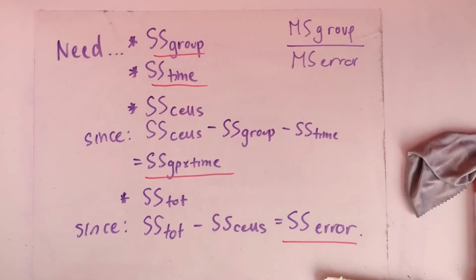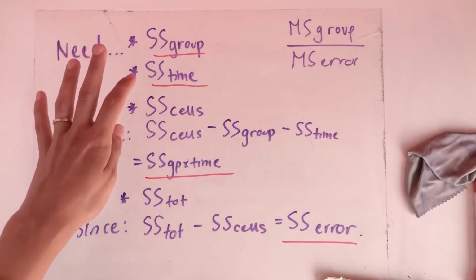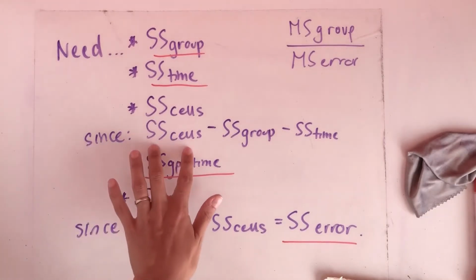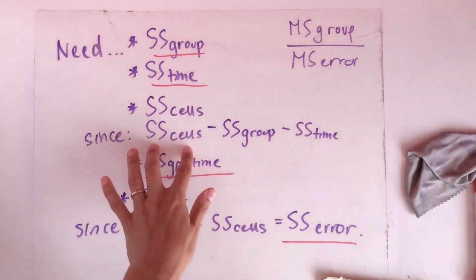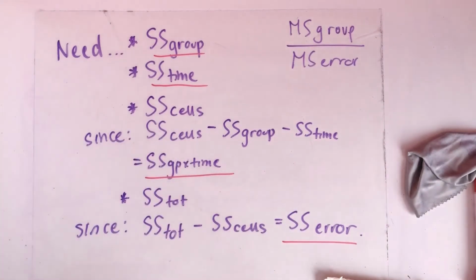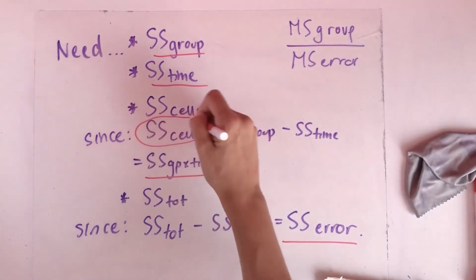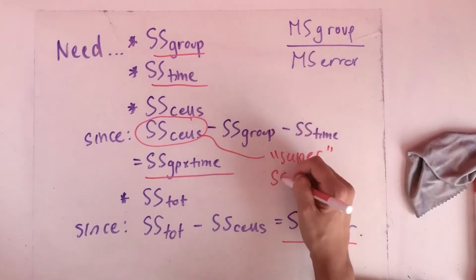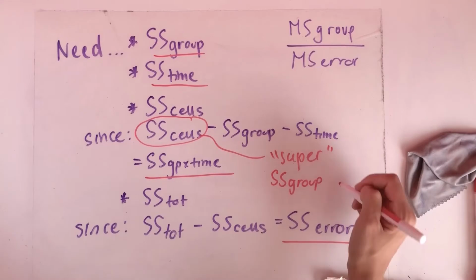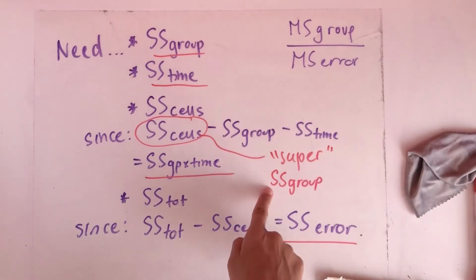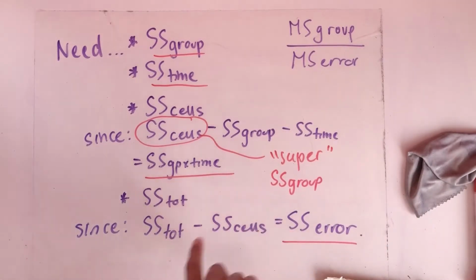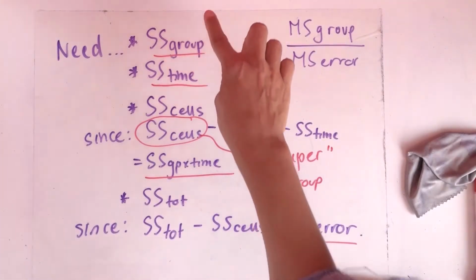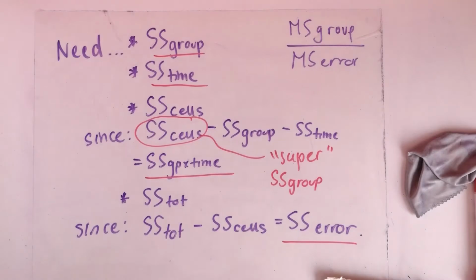But now, because we have more than one factor, there's this kind of sum of squares that you can compute. The way I like to look at it is almost like a super sum of squares group. It's the sum of squares that explains all the possible variance due to the fact that we have a group variable and a time variable.